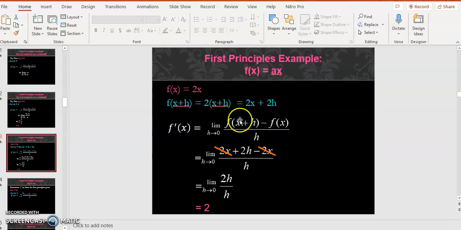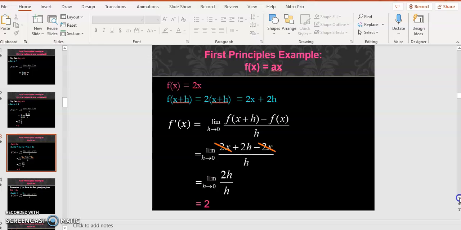So now we are going to substitute. What is our f of x plus h? Our f of x plus h is 2x plus 2h. Then minus f of x. What is our f of x? 2x. So this is our 2x over h, as h approaches 0. Then if you check, 2x minus 2x will be 0 and go away. So it's going to remain 2h over h, and the h will cancel. So we are going to have 2. The answer is 2. Good. Let's move on to the next one.